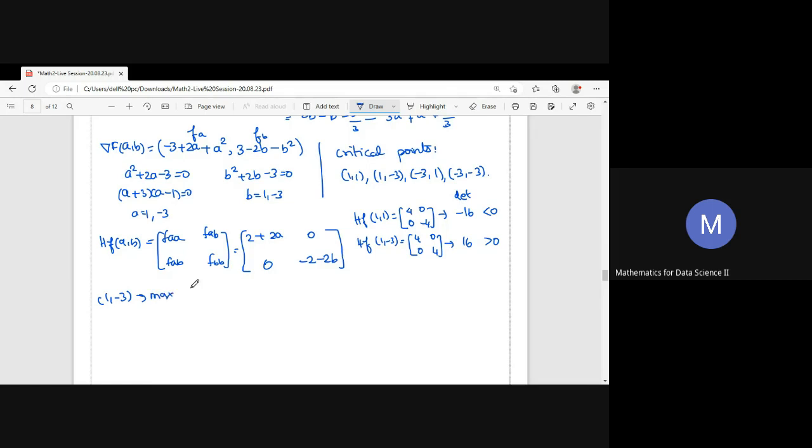We also have to make sure that the other values are not maximum. So let us see the Hessian of (minus 3, 1). Here, what is this value? Minus 4.